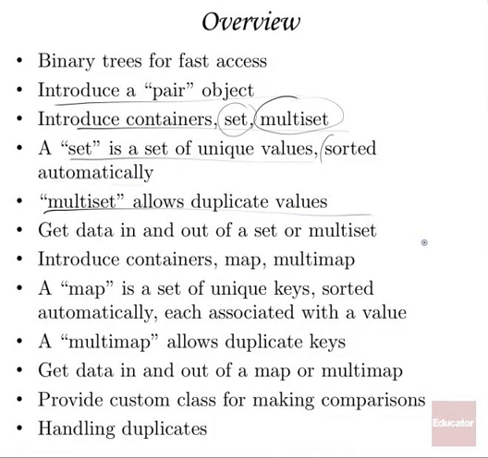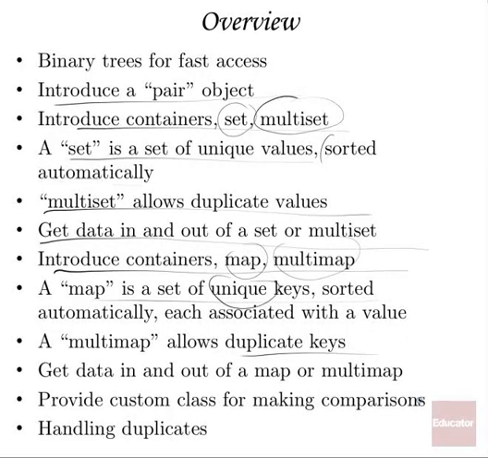Multi-set allows duplicate values. And we'll talk about how to get data in and out of a set or a multi-set. And we'll also introduce map and multi-map. Same type of thing where the map is unique keys and multi-map is duplicate keys. The difference between a map and a set is a map maps one value to another value. And we'll talk about how to get data in and out of maps and multi-maps, and how to provide a custom class for doing the comparisons.